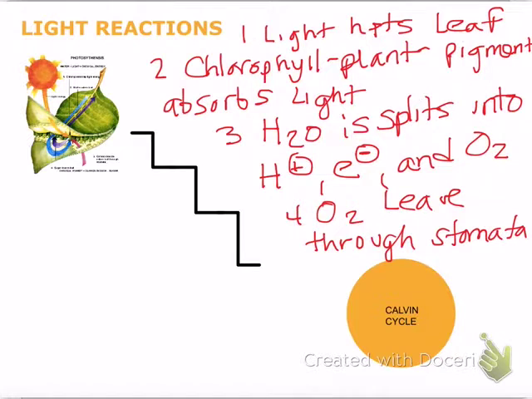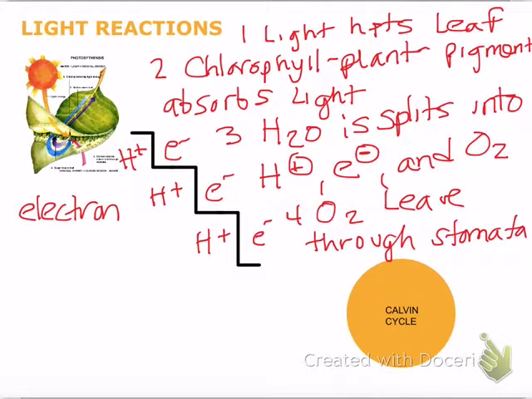Meanwhile, the hydrogens are going to be on one side of the thylakoid membrane, and the electrons are going to be on the other side of the membrane. This right here is called the electron transport chain. So since hydrogen and the electrons want to be near each other, but they can't, that generates energy.